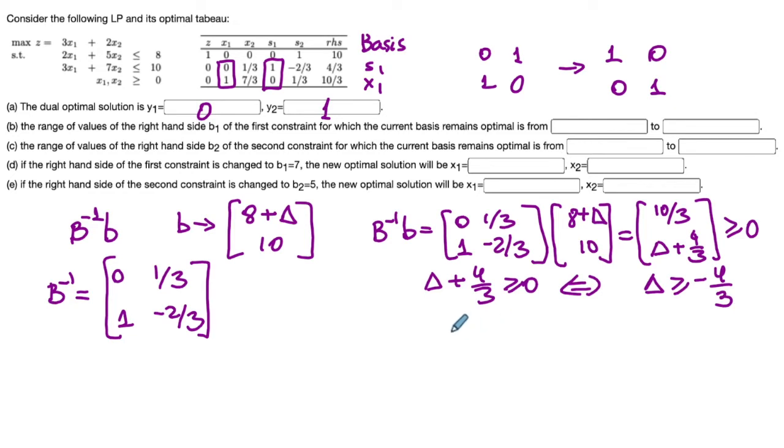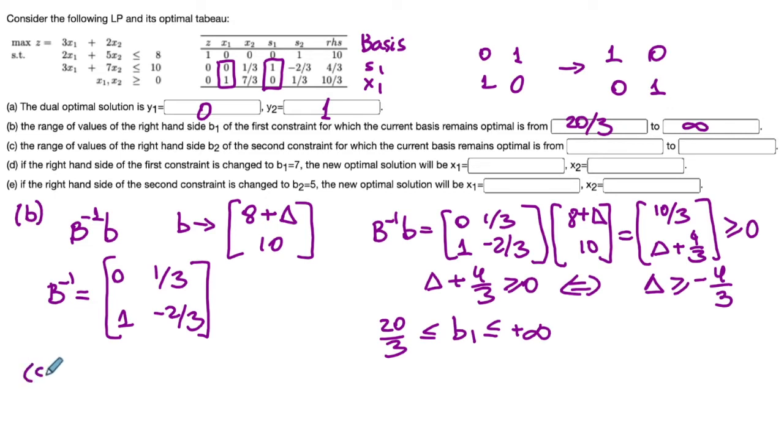So to determine the range for b1, we need to add the range that we got for delta to the current value of b1, which is 8. So it's going to be 8 minus 4/3, which is 20/3, as the lower bound, and plus infinity is the upper bound. Alright, so the answer for this part is going to be 20/3 to plus infinity. So this was for part B.